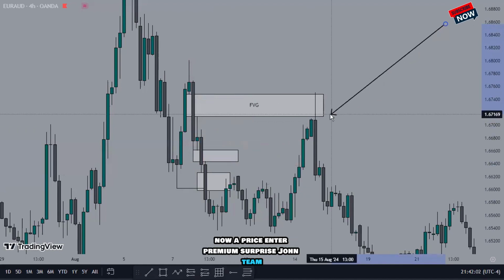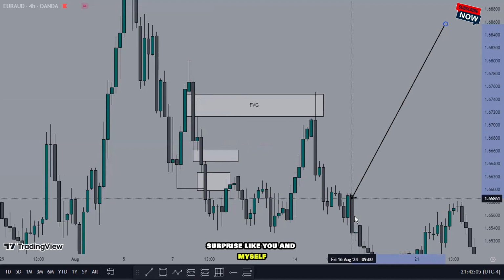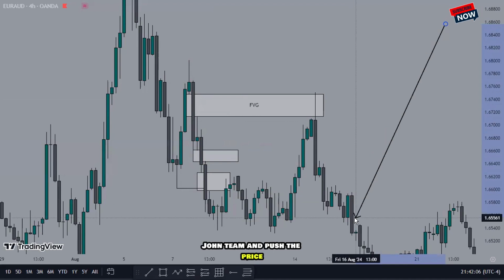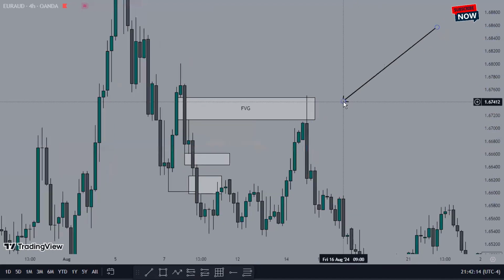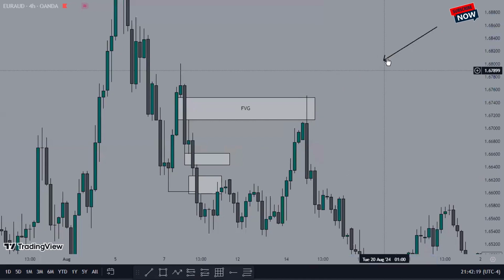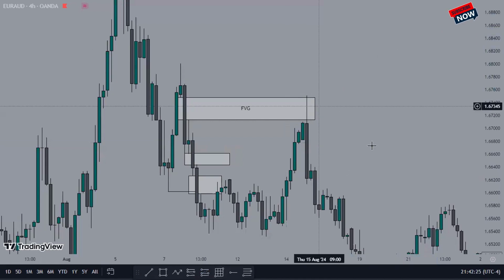Now when price entered premium, suppliers jumped in. Suppliers like you and myself jumped in and pushed the price down. I'm not saying that we're the ones pushing the price down, but there are huge institutions, huge volatility. There's a lot of orders being placed at these particular zones, so all of that causes the market to crash because of the heavy selling. So right there is our trade.